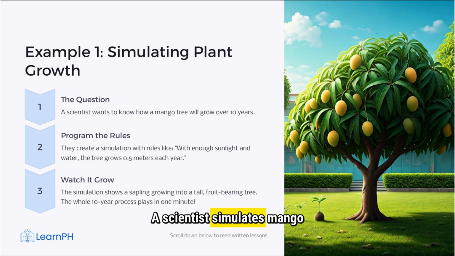A scientist simulates mango tree growth over 10 years. They program rules. With sufficient sunlight and water, the tree grows 0.5 meters annually. The simulation compresses this decade long growth into a minute, visually transforming a sapling into a mature fruit bearing tree.